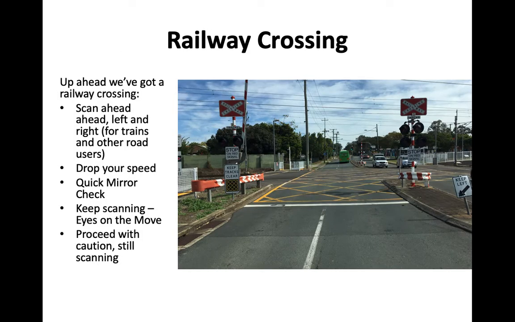Railway crossing. Up ahead we've got a railway crossing. Scan ahead, left and right for trains and other road users. Drop your speed. Quick mirror check. Keep scanning, eyes on the move. Proceed with caution, still scanning.